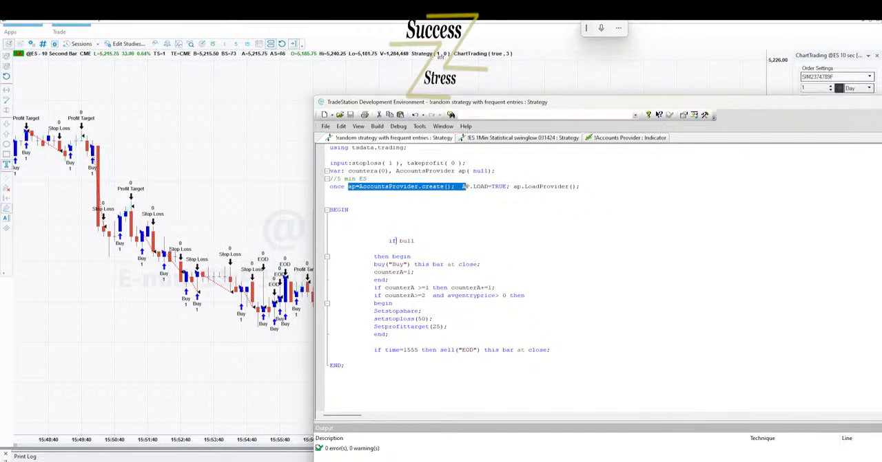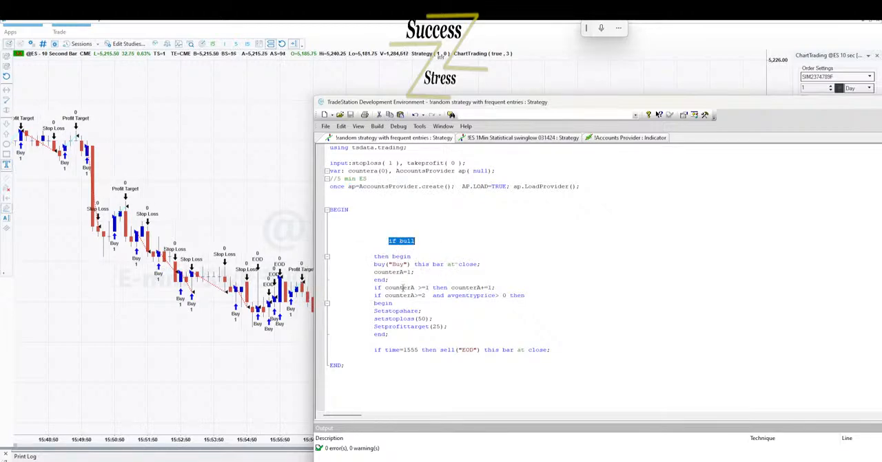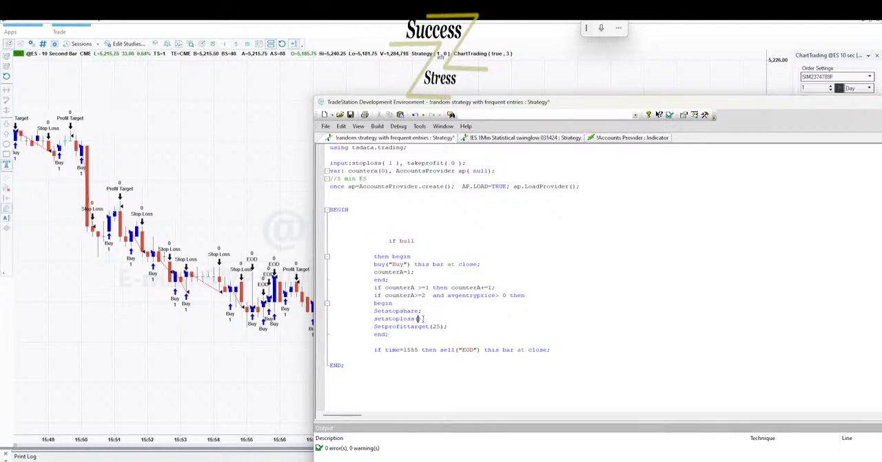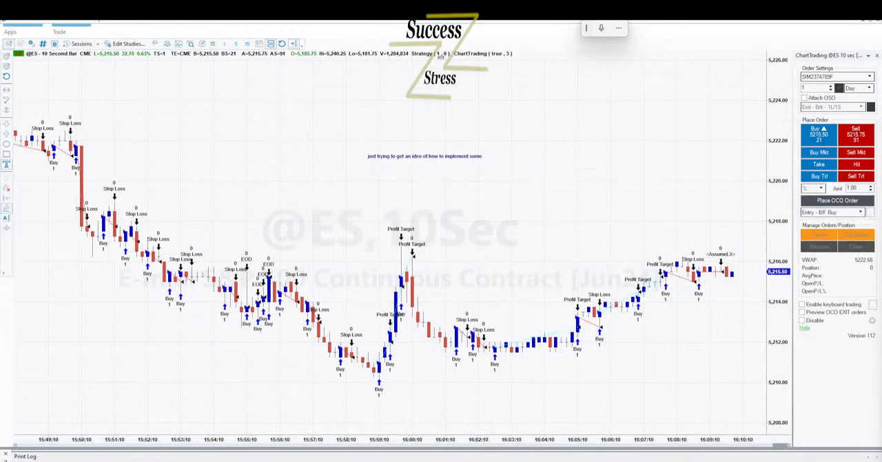So I just have a simple strategy. This strategy just says that if you have a bullish candle, then you're going to buy the bar at the close. And then you'll have a stop loss at $50 and you'll have a take profit at 25. This is not anything that should make sense because I just want to see some trades happen. But that should at least be 25 and 50, so that's a 1 to 2 risk reward.